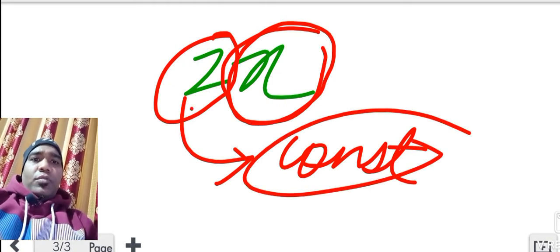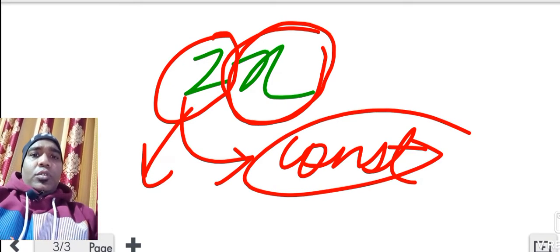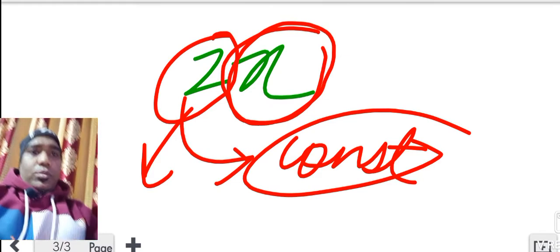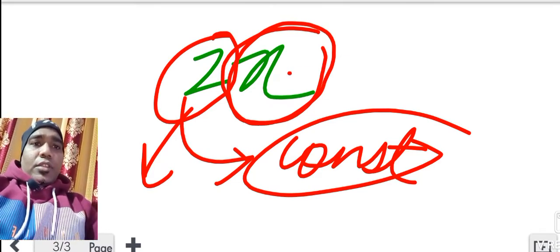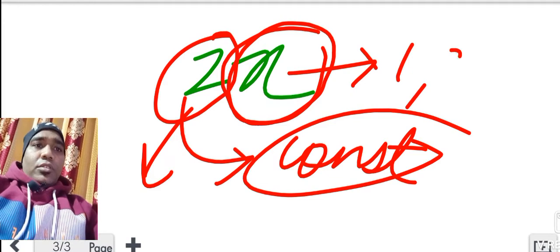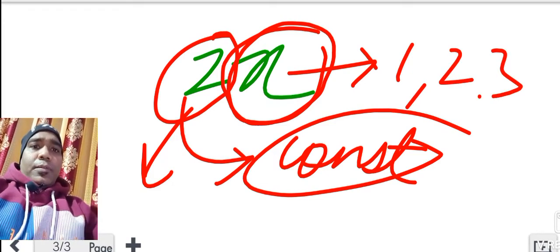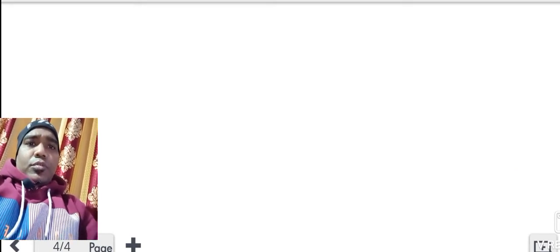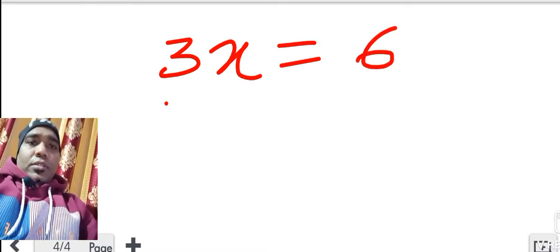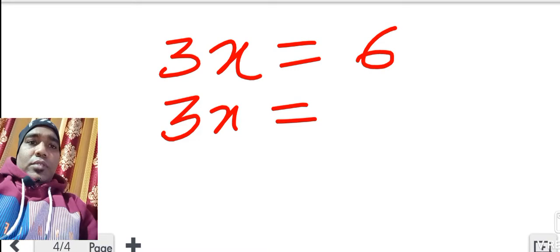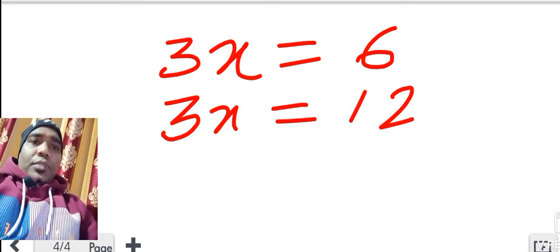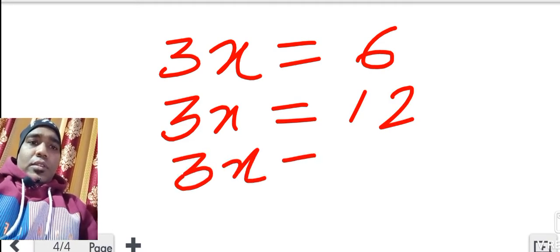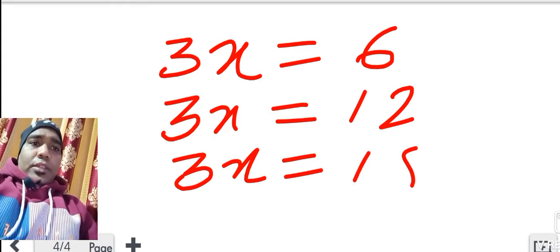Can you change the value of 2? 2 will always remain 2 only. But the value of x can be taken as 1, 2, 3. I am taking one example regarding this. Suppose I have written 3x is equal to 6, 3x is equal to 12, 3x is equal to 18.